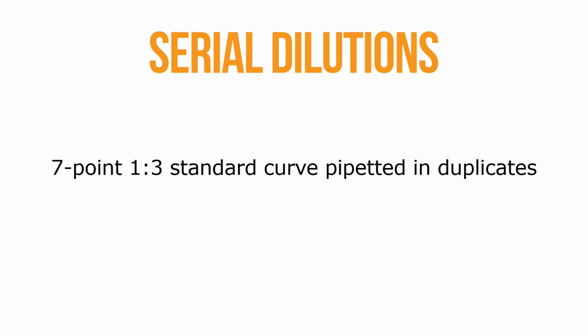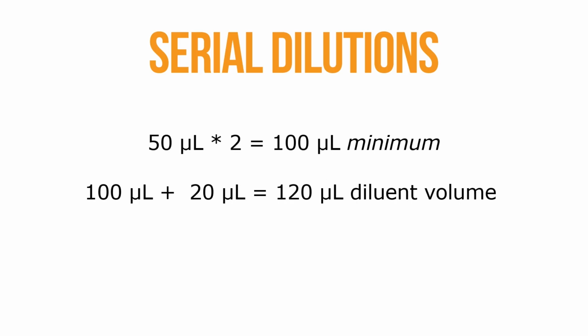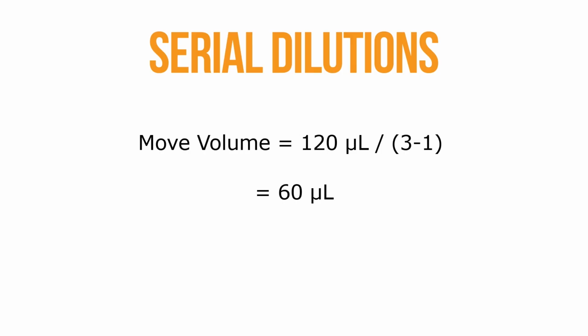First, let's calculate the minimum final volume per step, which will also tell us our diluent volume. If we want to have 50 microliters per well, we'll multiply that by 2 for duplicates, which equals 100 microliters minimum volume needed per step. We're going to add an extra 20 microliters to compensate for pipetting error, which brings our final and diluent volumes to 120 microliters. Then calculate the move volume by inserting the final volume and solving the equation. This comes out to 60 microliters move volume.